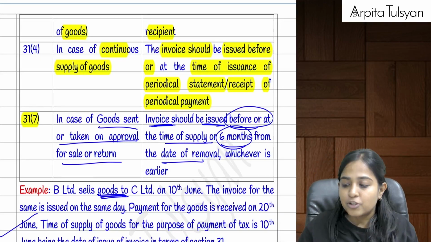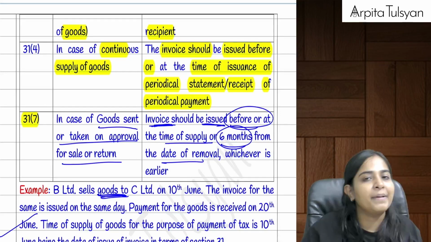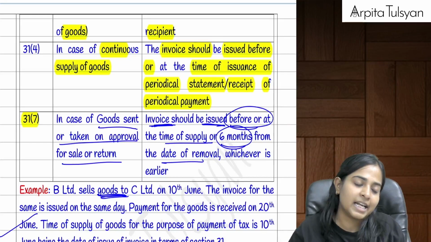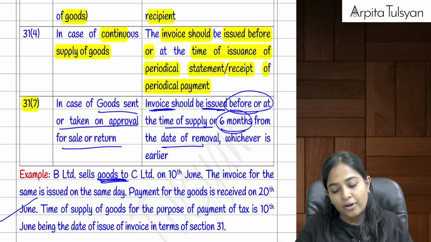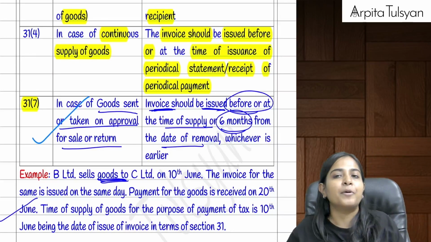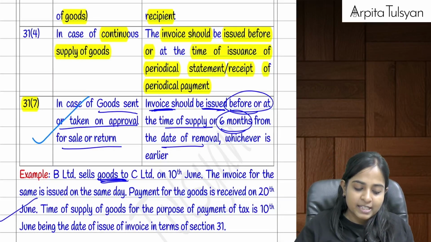Are you clear with this? So whatever information is available with you, on the basis of that, whichever is earlier, the invoice must be issued. Okay, and then the last one, you must have heard about this right from your CA foundation or CPT.